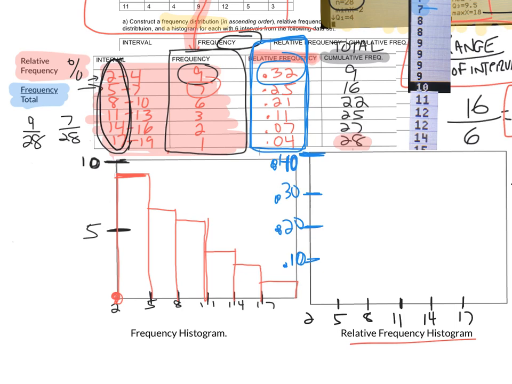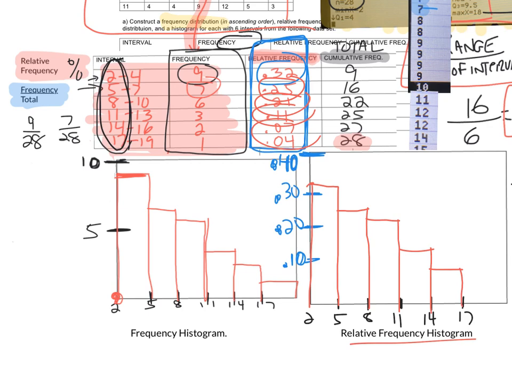Now my first interval, from 2 to 4, the relative frequency is 32%, so I'll go up a little bit past the 30% mark. So there's 32% for my first interval. My second interval, the relative frequency is 25%. The third, 21%. Then I have 11%, 7, and 4.